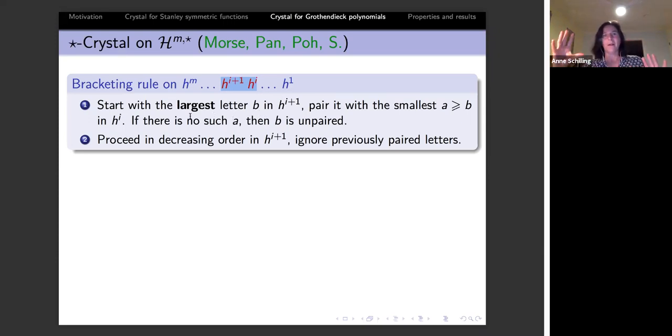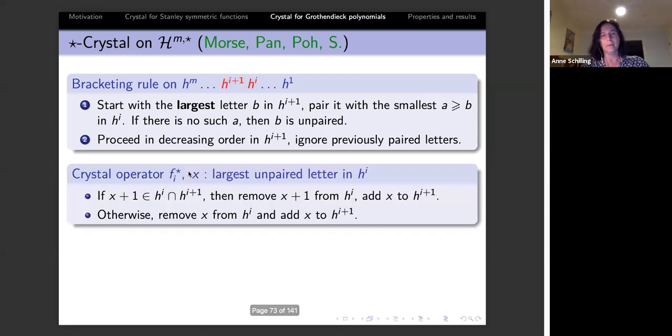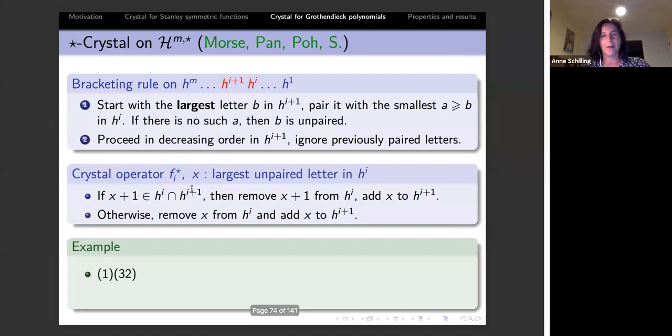So that gives us a pairing. And then you just keep going. So you start from largest to smallest, and you do this pairing. And then the way that we define this crystal operator, which I'm going to call f_i star, is as follows. And I think it's best if I actually explain it in terms of an example. So there are two cases. The first case is slightly more complicated, and the second case is actually the easier one. So in my first example, this is actually in the easier case, the second case.